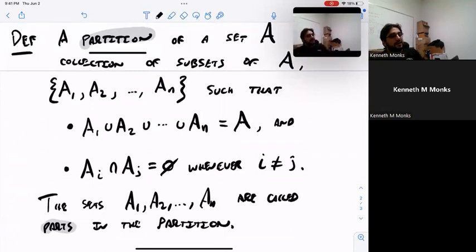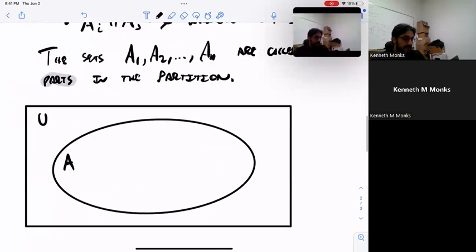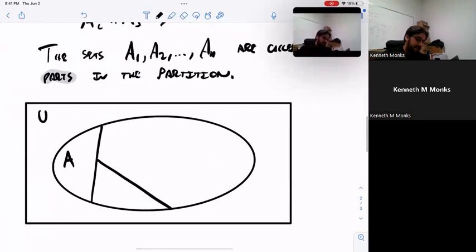So it's a collection of subsets that together comprise all of A, but pairwise do not intersect, right? They're all disjoint from each other. So what you could imagine here is that a partition is a way of cutting A. So this is our set A. We cut it, however you might cut it.